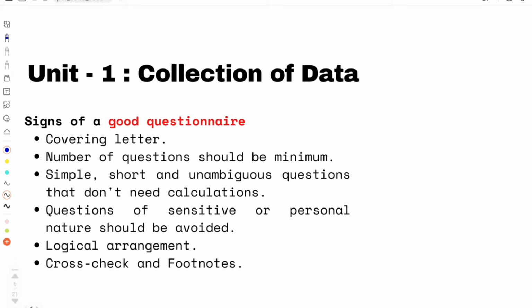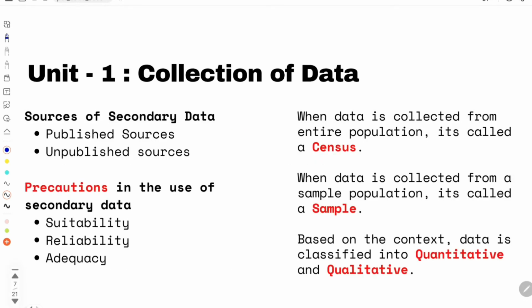Next we saw what the signs of a good questionnaire were. It should have a covering letter, we should keep the number of questions to the minimum, and the length of the questions should also be short. We should make sure that they are not ambiguous and don't need much calculation to answer. We should try to avoid questions of a sensitive or personal nature, and we should make sure that the questions are all logically arranged. Wherever required we should give footnotes and cross checks so that everybody knows what is expected of them through that question.